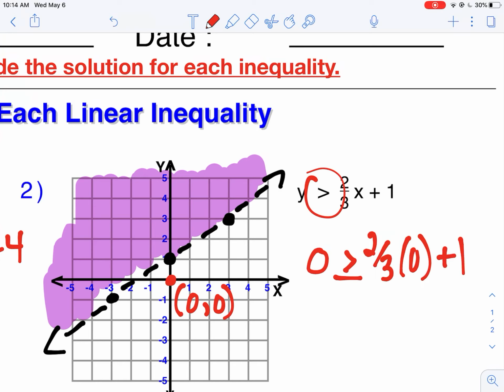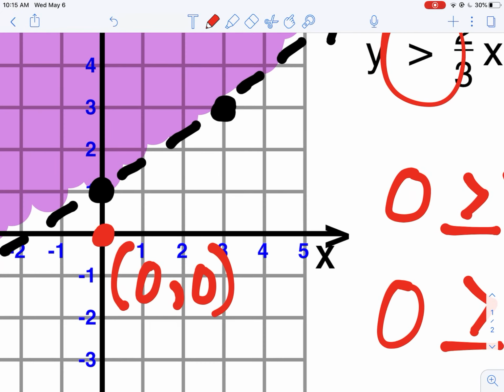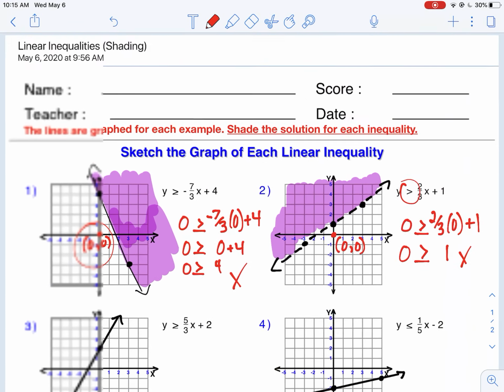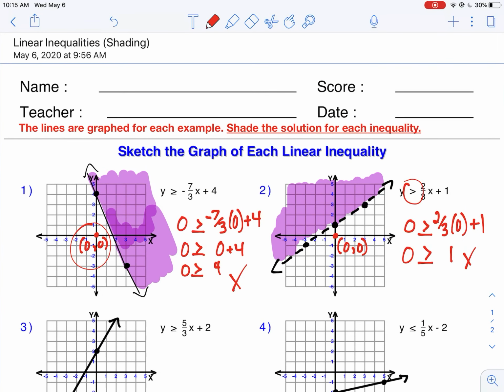2/3 times 0 gives me 0, plus 1 gives me 1. Let's see, is 0 greater than or equal to 1? No, it's not. And guess what? 0, 0 is not shaded in, so that's telling me, okay, this works. So that's what you're going to be doing today. And I'll try one more example with you, too.